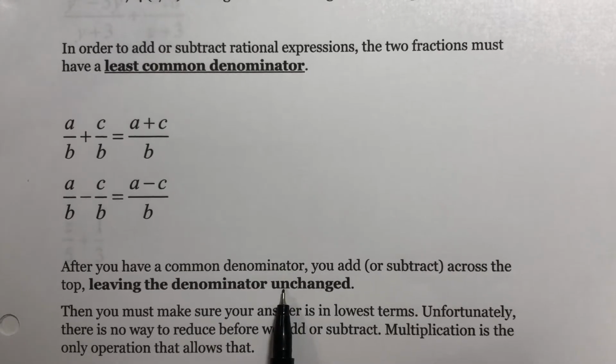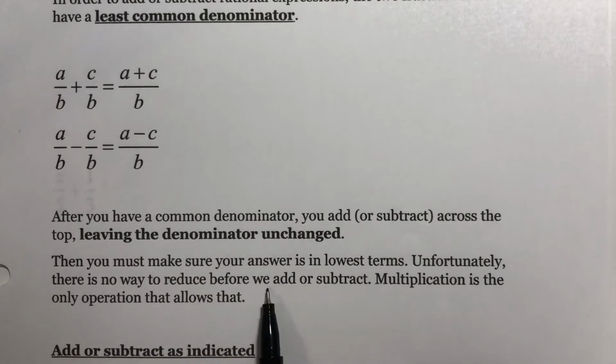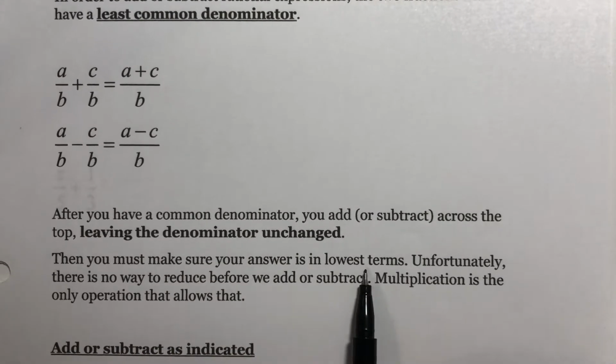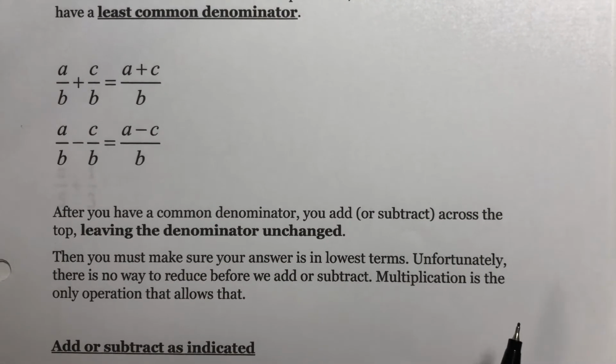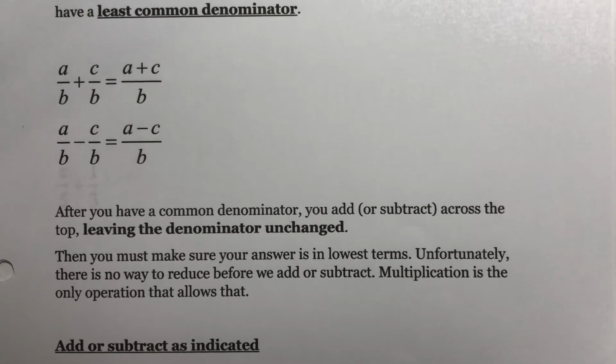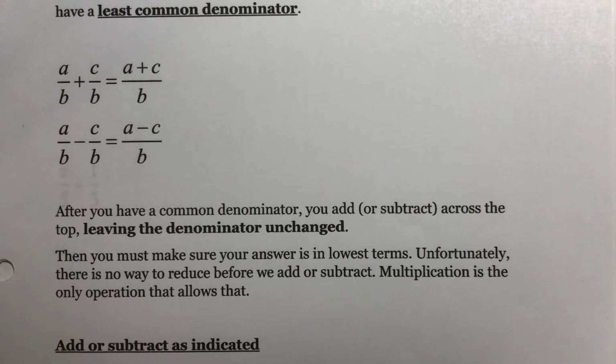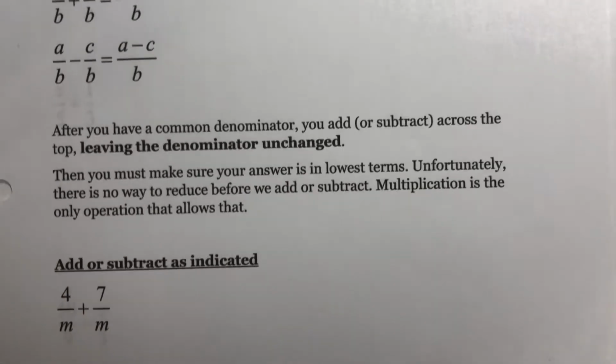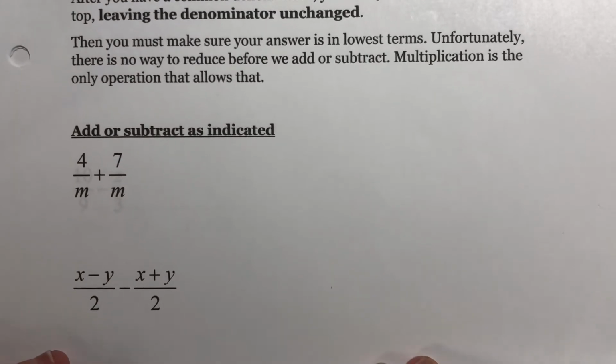Okay? Then we have to make sure our answer is in lowest terms. Unfortunately, there's no way to reduce before we add or subtract, so cross cancellation does not work. Multiplication is the only operation that allows that. So we have another time where we have multiplication rules and division rules on one side and completely different addition and subtraction rules on the other. So let's just get a quick couple of problems worked.